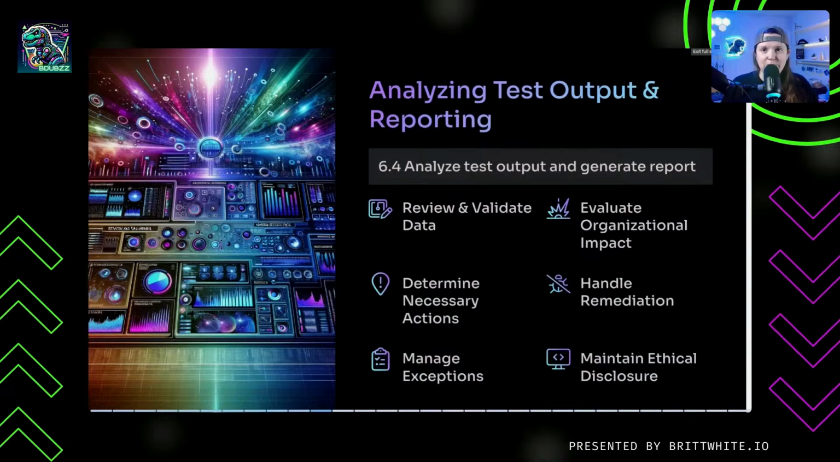We need to carefully review our data, evaluate impacts across the organization, determine any necessary actions, handle remediation professionally, and manage any exceptions that we find. Throughout this process, we must maintain strict ethical standards when we're disclosing our findings. Let's explore how these components work together to create a comprehensive analysis and reporting framework.